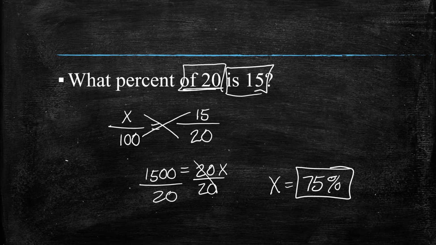You could have also solved that one if you realized you were solving for your percent. You could have done 15 divided by 20, which would give you 0.75. And then to change to a percent, we move that decimal 2 places to the right, which would have also given us 75%.